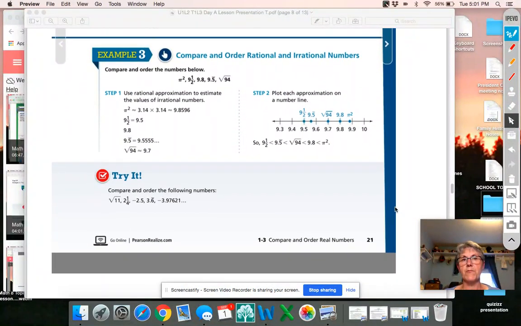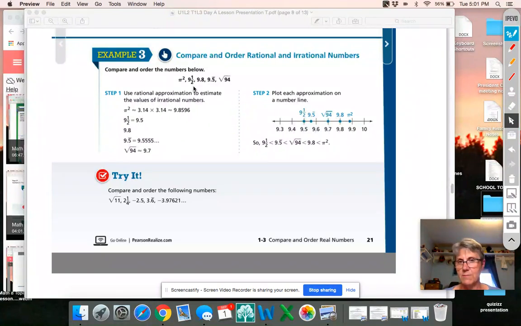Now, for example 3, we have several numbers that we're supposed to organize. So we have some work to do. We're not using a calculator. Of course, you're at home. If you're using a calculator, that's up to you. You will not use a calculator on the test. At least that's the plan. So here are the numbers we're supposed to deal with.